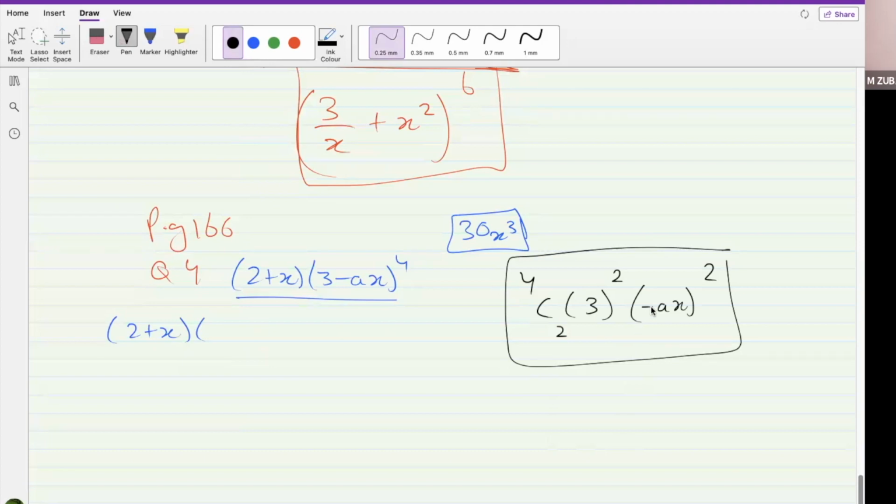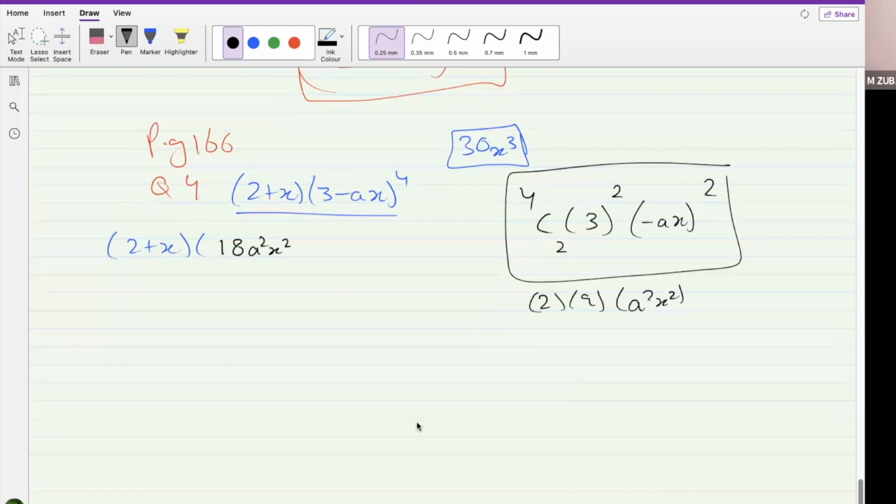So 4c2 is 2 times 3 square is 9. And this is positive a square x square. So 2 times 9 is 18. Now this is 18 a square x square. We've actually skipped the first term. We skipped the second term. This is the third term, which is x square. And then we move on for x cube.